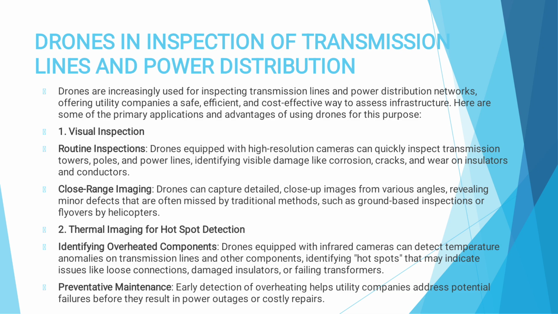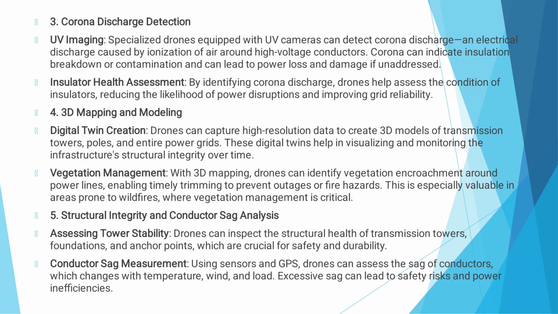Thermal imaging for hotspot detection. Identifying overheated components. Drones equipped with infrared cameras can detect temperature anomalies on transmission lines and other components, identifying hotspots that may indicate issues like loose connections, damaged insulators, or failing transformers. Preventative maintenance. Early detection of overheating helps utility companies address potential failures before they result in power outages or costly repair.